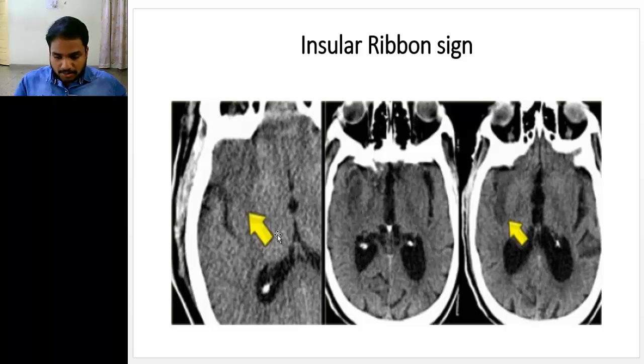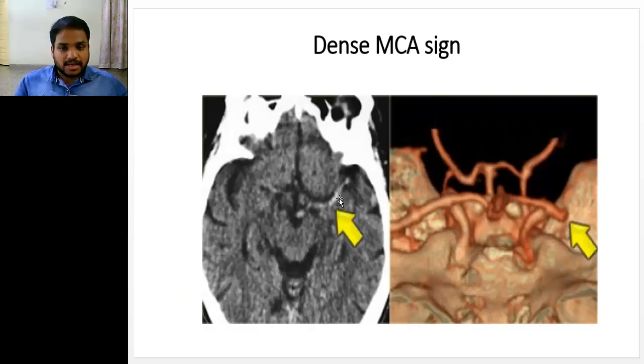Now another sign is the insular ribbon sign. That is, there is hypodensity as well as swelling of the insular cortex, right? This is an early CT sign of infarction in the middle cerebral artery territory. Fine. And then another sign is the dense MCA sign. Here you can see this is the dense MCA sign. This comes as a result of a thrombus or an embolus in the middle cerebral artery. Fine. So you can see it on the CT angiography. The occlusion is visible here, right? So that is called the dense MCA sign. That is due to a thrombus or an embolus occluding the middle cerebral artery.